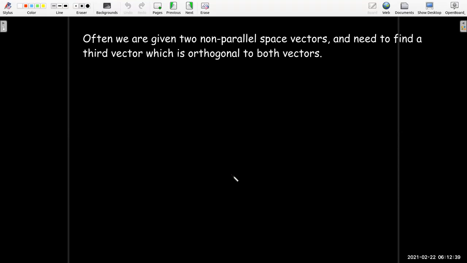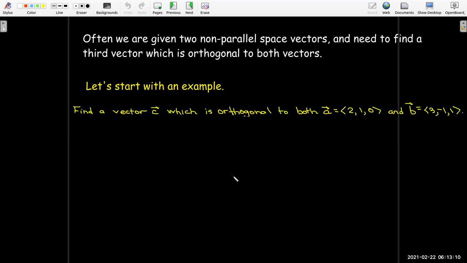Now, why would we need a new operation on vectors, which will produce a third vector? Well, we're going to see throughout the course that many times we have two non-parallel vectors in space. So they're in R3. And we need to find a third vector, which is orthogonal to both vectors. Let's look at an example.